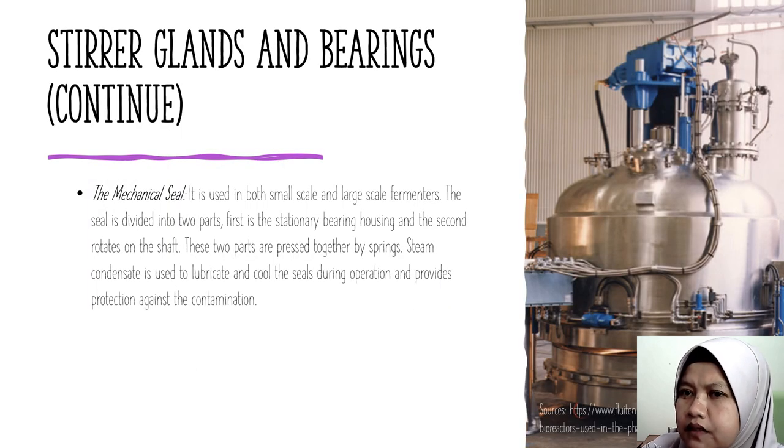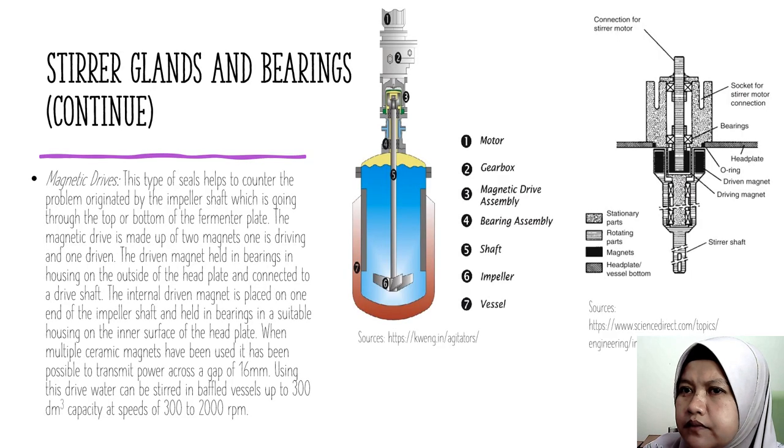Another one is the mechanical seal. It is used in both small scale and large scale fermenters. The seal is divided into two parts. First is the stationary bearing housing and the second rotates on the shaft. These two parts are pressed together by springs. Steam condensate is used to lubricate and cool the seals during operations and provide protection against contamination.